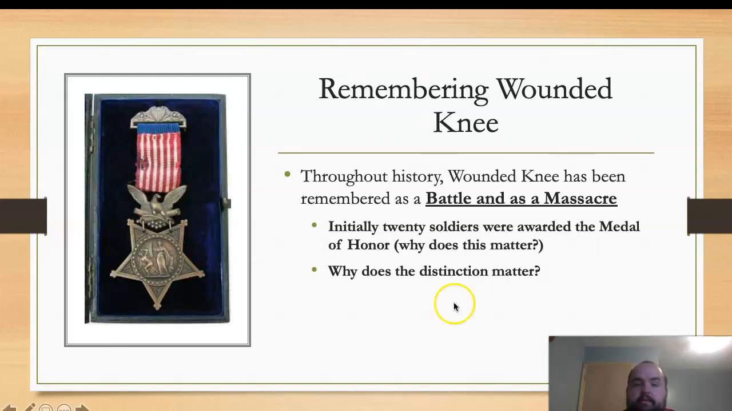So again, that's why I keep bringing up historical memory. Historical memory and how we remember these types of events matters. So, make sure you keep that in mind, especially by the time we get to the next topic.